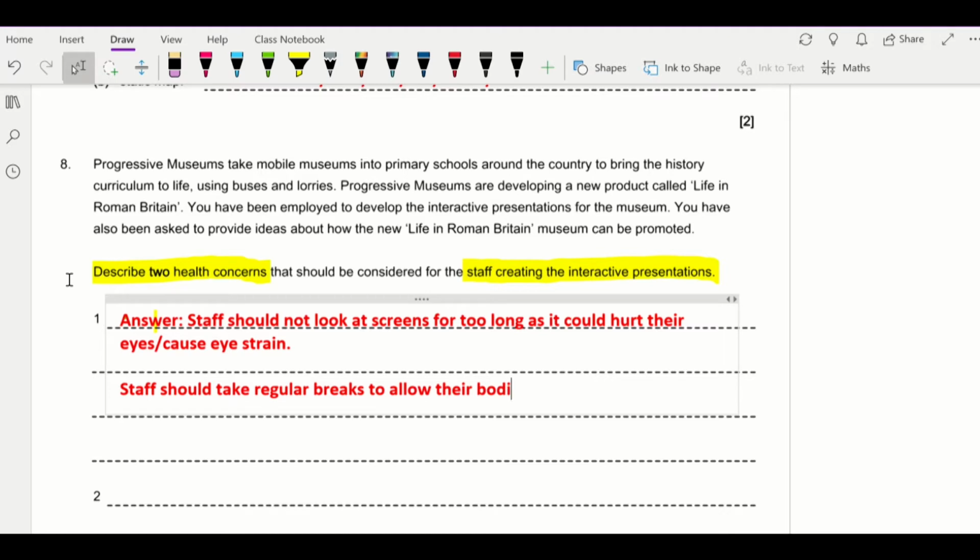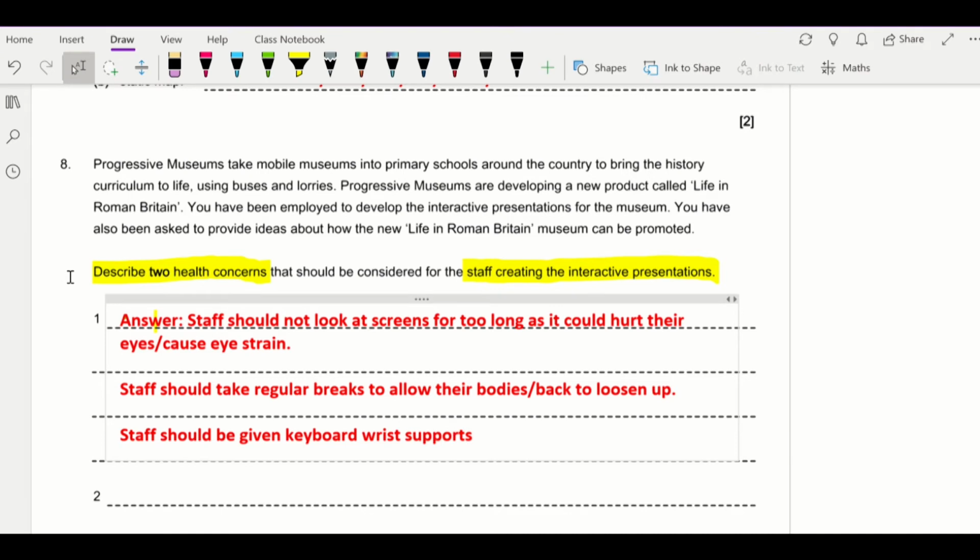allow their bodies or back to loosen up. We could also look at staff should be given keyboard wrist supports to reduce the risks of RSI or repetitive strain injury.